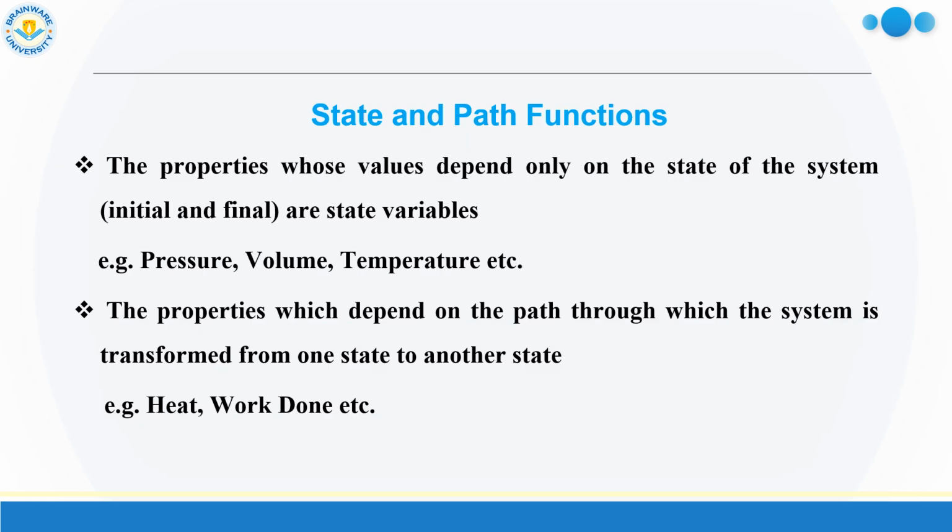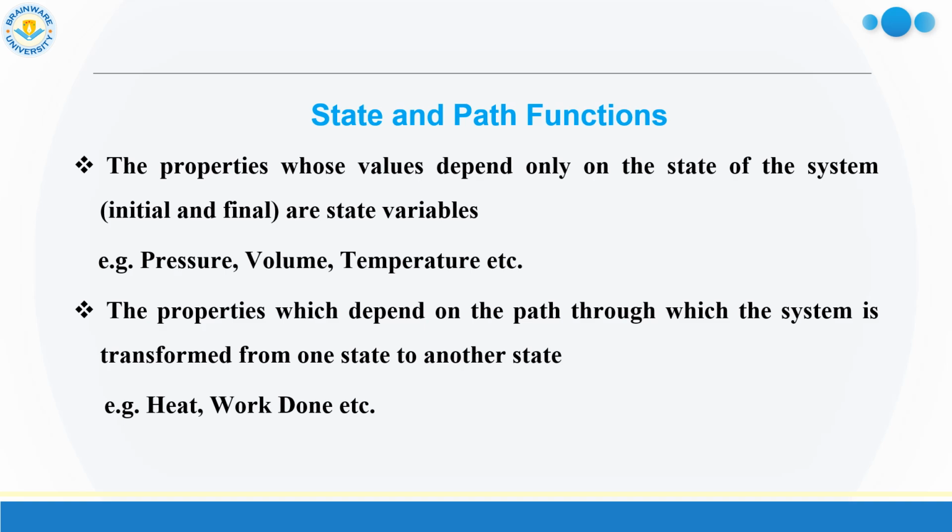Now let's move on to another topic: state and path functions. As the name suggests, state functions are the properties whose values depend only on the states of the system, that is the initial and final state. They are called state variables or state functions. Examples of state functions are pressure, volume, temperature, etc. Say for example, I have a gaseous system with initial pressure P1 and final pressure P2. Then the change of pressure delta P will be P2 minus P1. That means we can get the change of values of a state function by simply subtracting the value of the initial state from the final state.